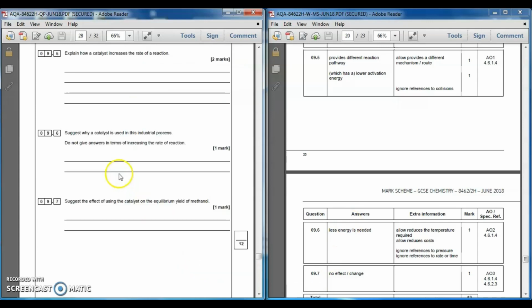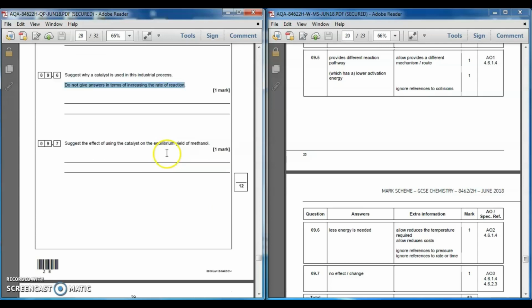9.6 then. Just notice it says do not give an answer in terms of increasing the rate of reaction. So why do we use a catalyst? Not talking about time. Again, it links back to that last thing. It provides a lower activation energy, less energy is needed, which means then lower temperatures, lower costs, and anything else that might well then be linked into that as an explanation.